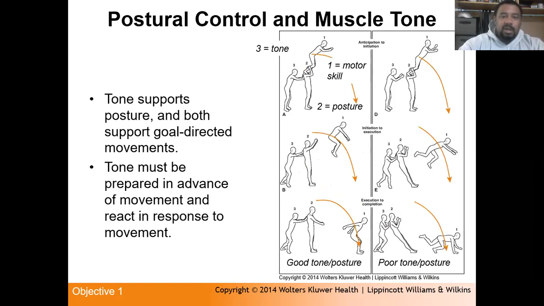More examples of postural control and muscle tone. Tone supports posture and both support goal-directed movement. Basically, what it's saying is that overall they're both aiming for the same thing, similar to the back example, how both of those play a part in order for you to complete the task at hand. And these are just two examples, one of good tone and posture and the other of poor tone and posture, and how, when both are working together, the task will be performed adequately, if that makes sense.